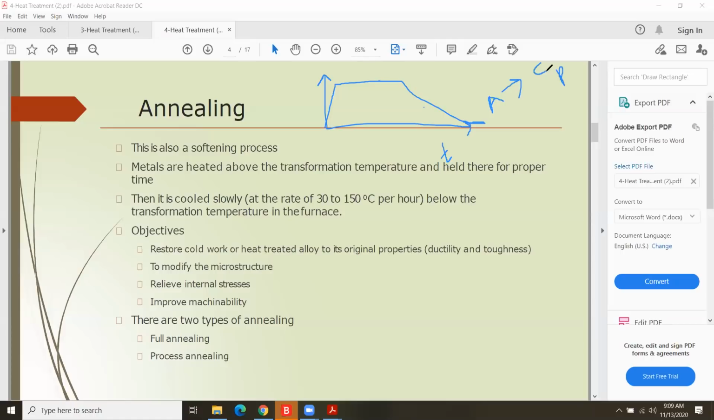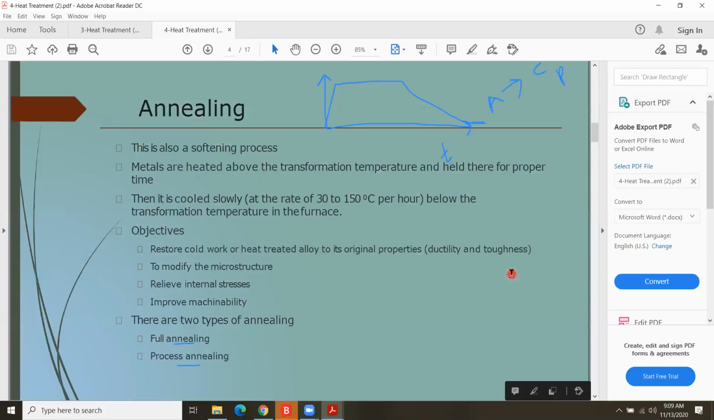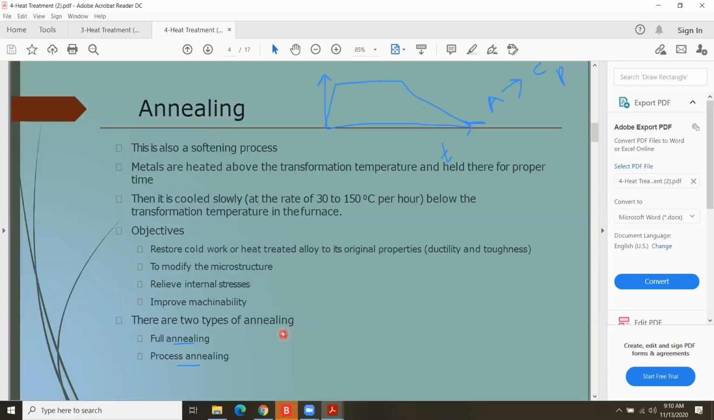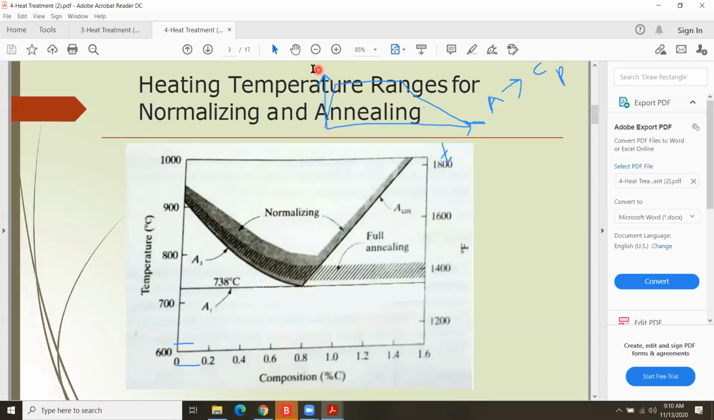And another thing, this annealing can be classified into two types, right? One is full annealing, the other one is process annealing. So full annealing means, just see this picture. I explained normalizing means this temperature line plus 50, this temperature line plus 50.